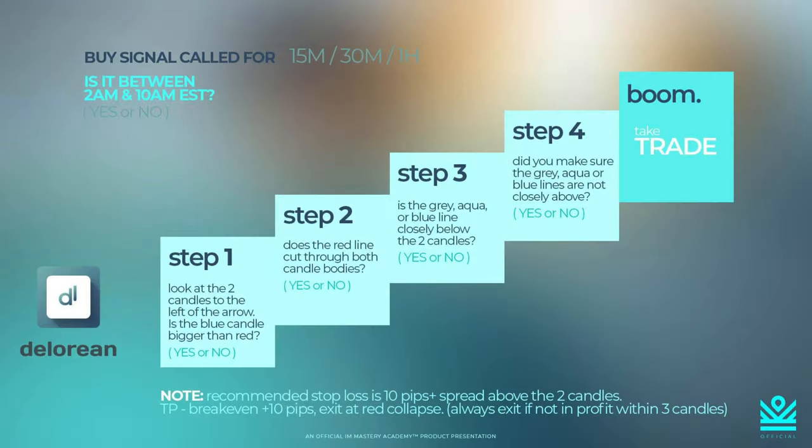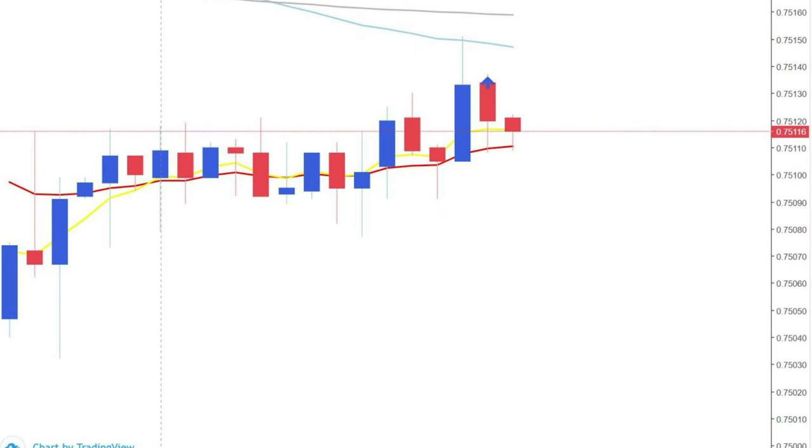So let's go to step three. Even though we know step two is a no and we will not take this trade, let's go to step three and just read it. Is the gray, aqua, or blue line closely below the two candles? That's another question we have to ask ourselves.